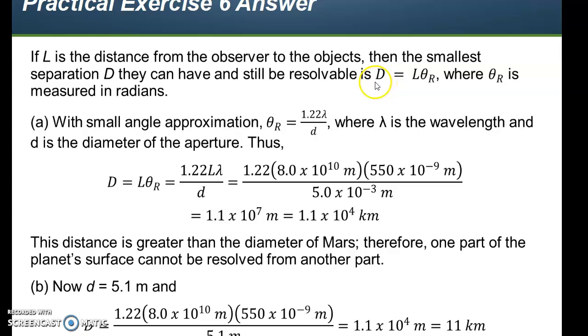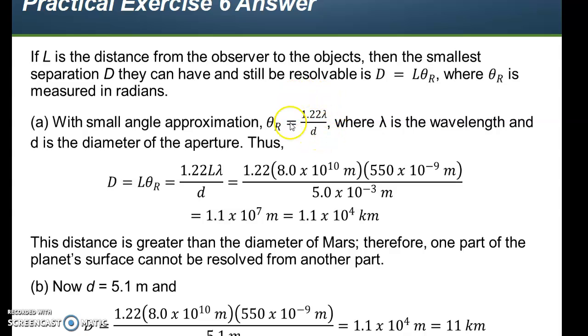This right here is the smallest separation that you can have for the objects to be distinguishable. This right here is the distance of the object, and this right here is the angle, measured in radians. Now, what you also have to do is on this theta sub r, this is 1.22 times lambda, the wavelength, and this right here is the diameter of the aperture, right? So this is going to be the diameter of the pupil of your eye in this particular instance.